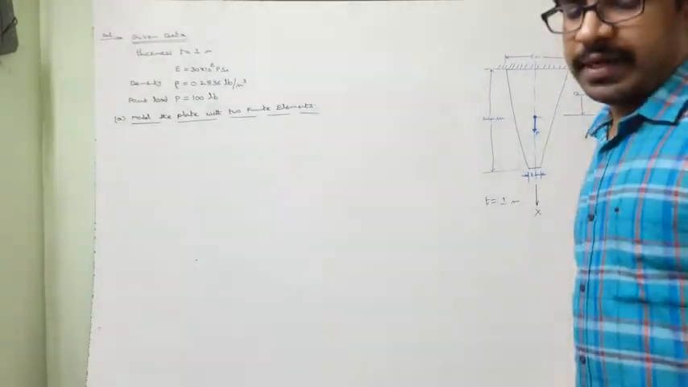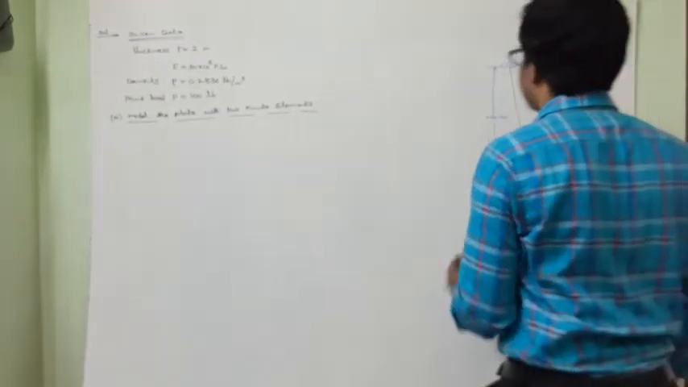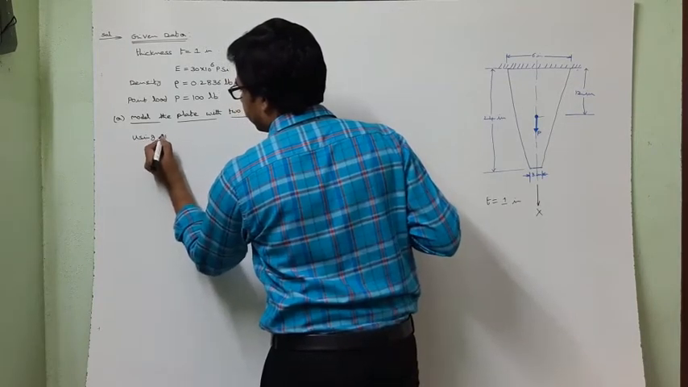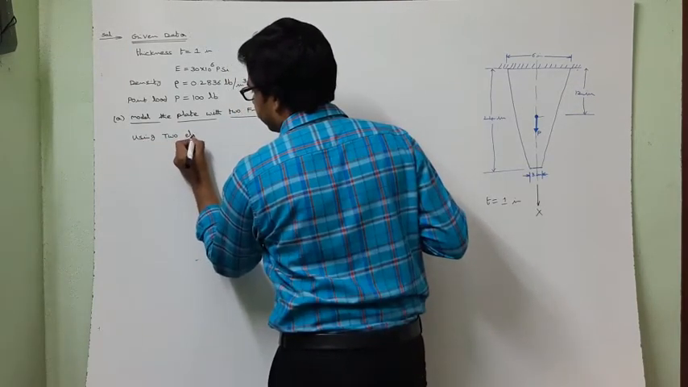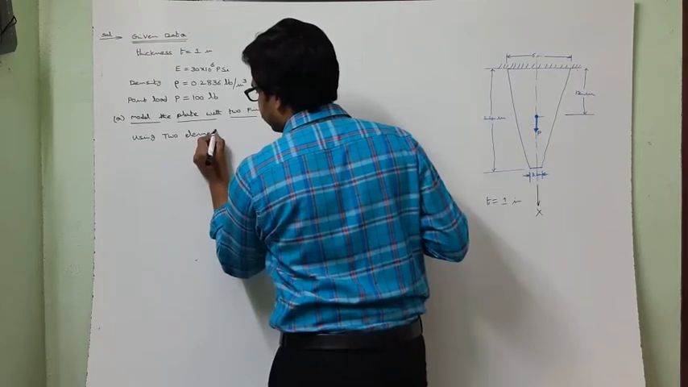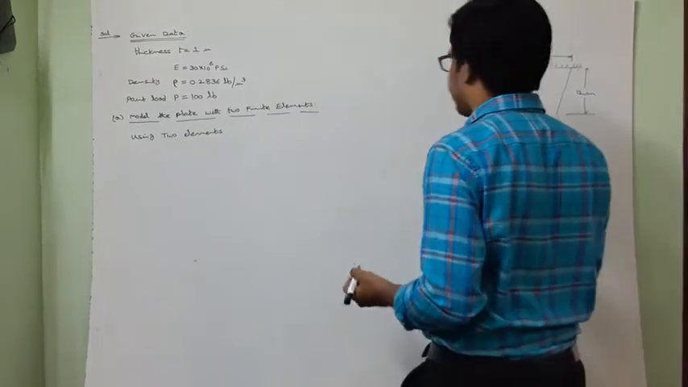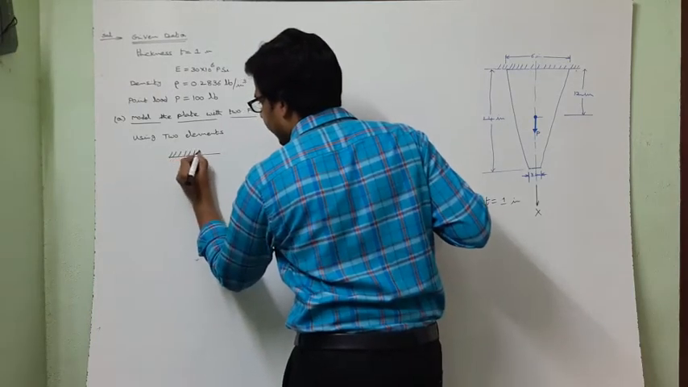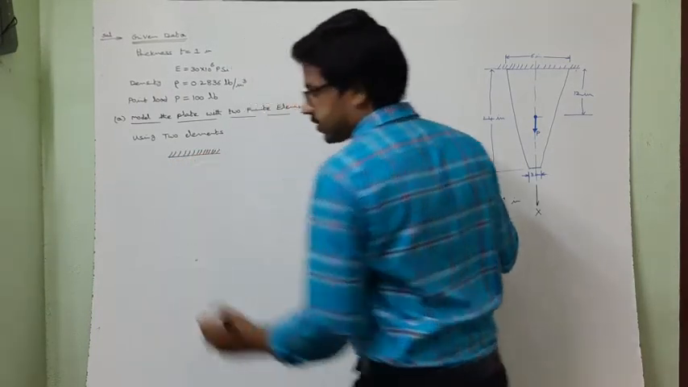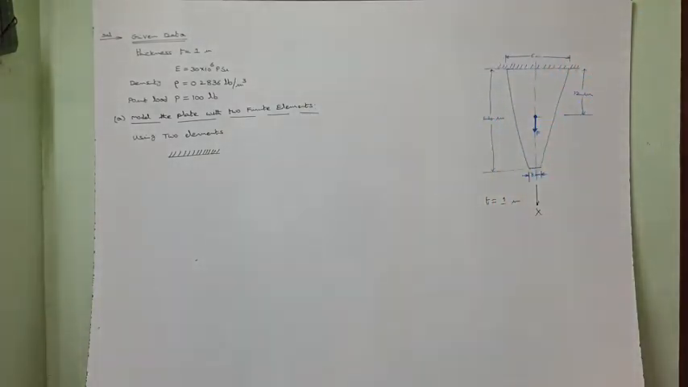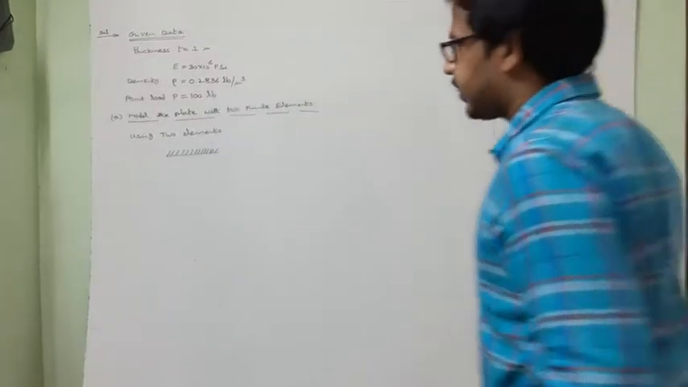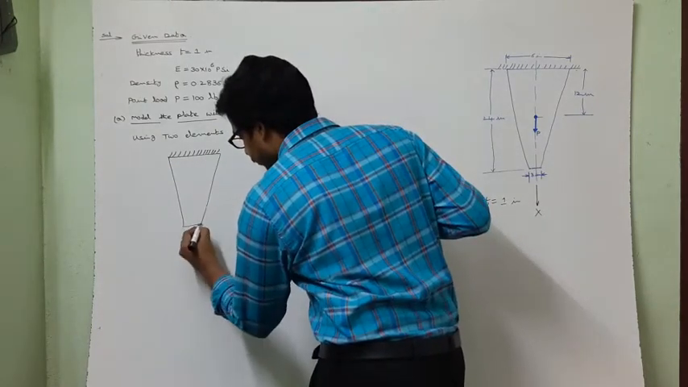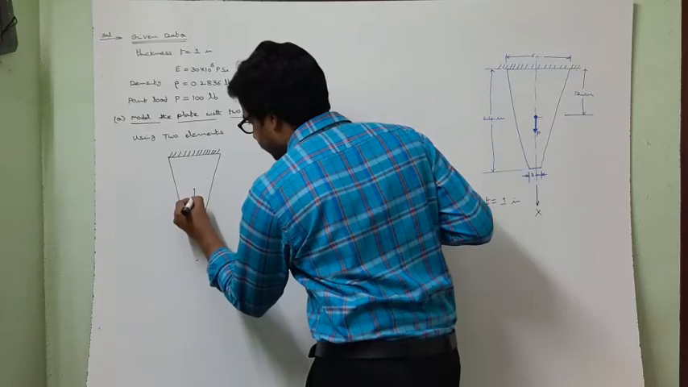Using two elements, this is the fixed one. Using two elements, this is the fixed one. So here this is the point load P.